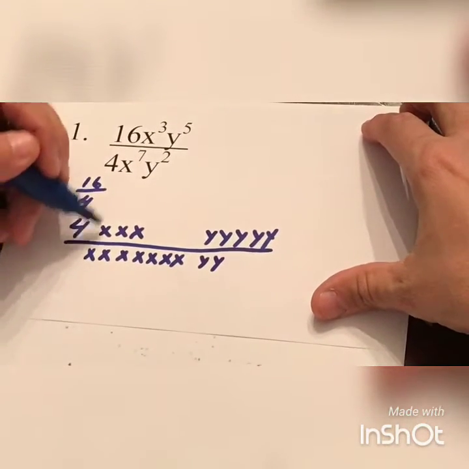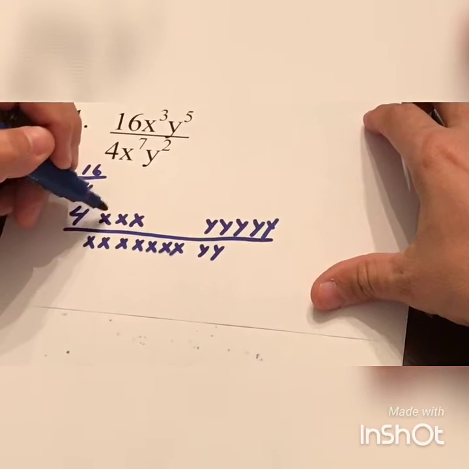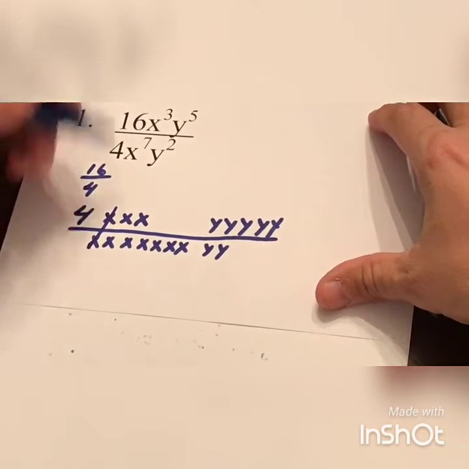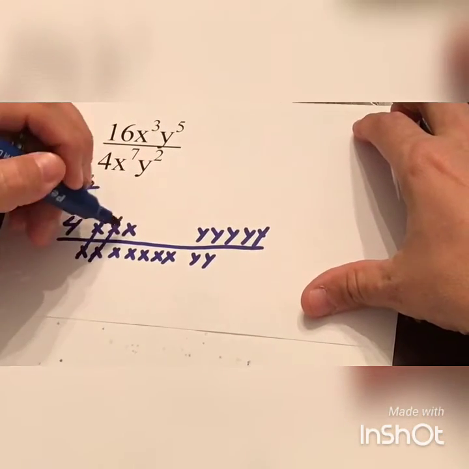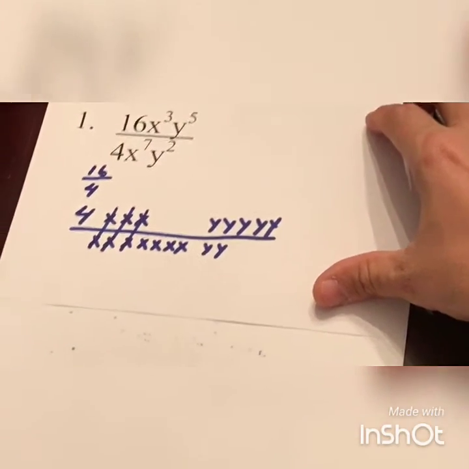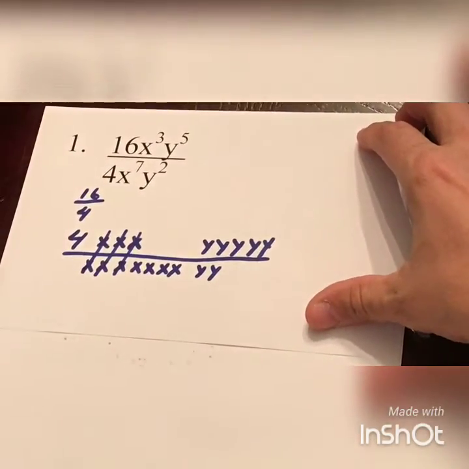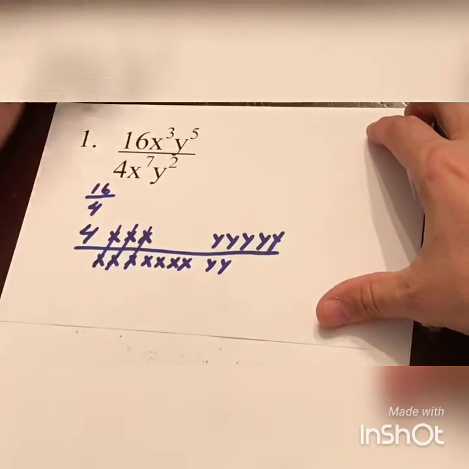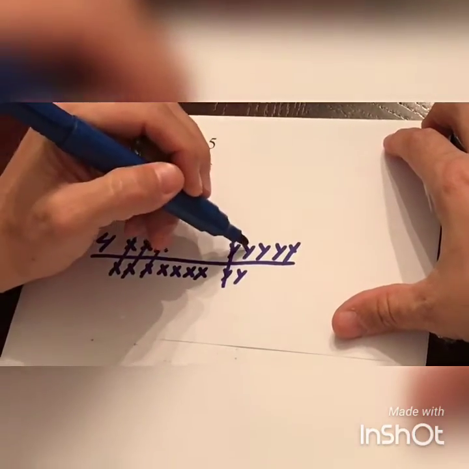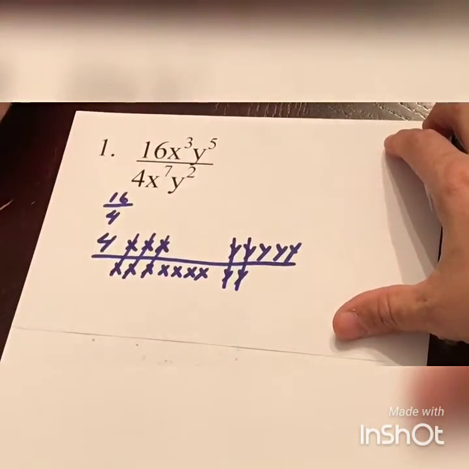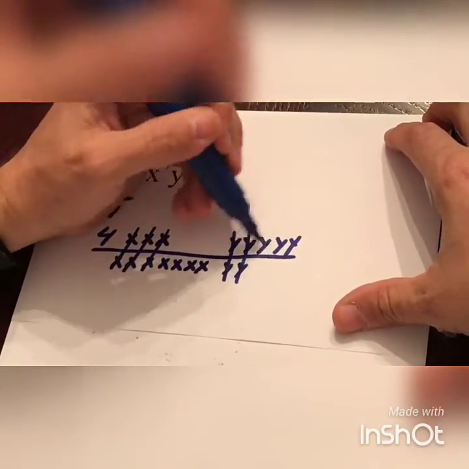Now we match up the same letters on top and bottom and start crossing them out. X on top, X on bottom, cross it out. X on top, X on bottom, cross it out. X on top, X on bottom, cross it out. There's no more X's on the top, so all these X's have to stay on the bottom. Now let's move to the Y variable. Y on top, Y on bottom, cross it out. Y on top, Y on bottom, cross it out. We have 3 Y's on top but nothing else on the bottom, so they must stay on the top.